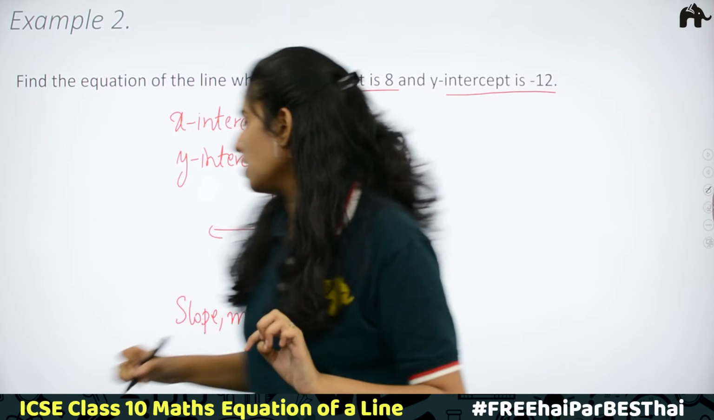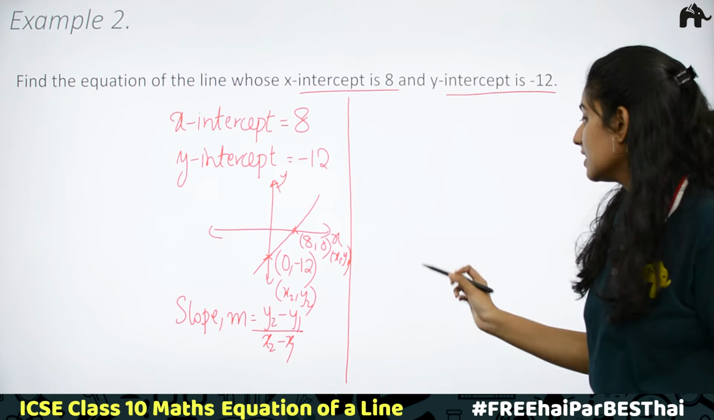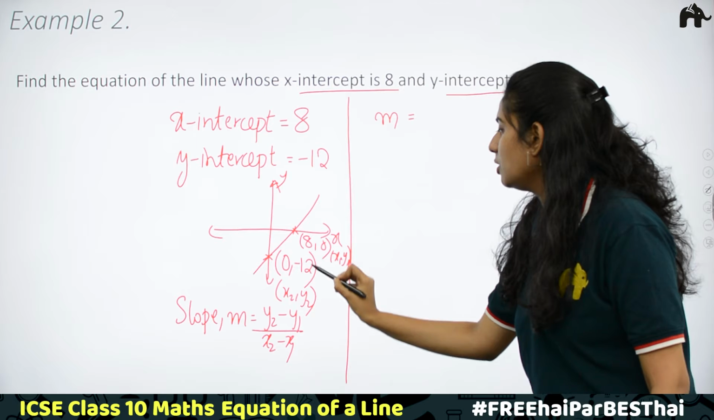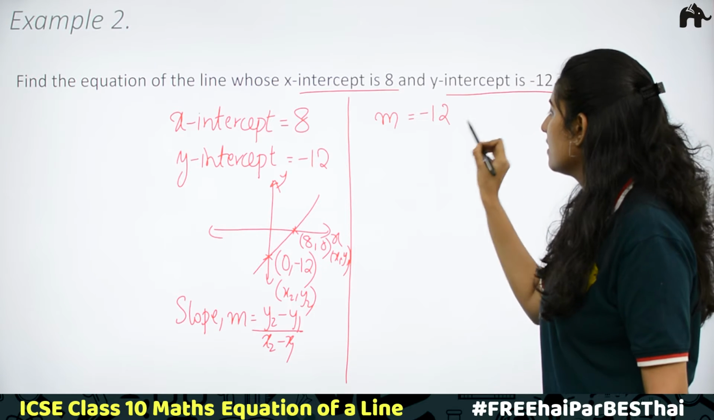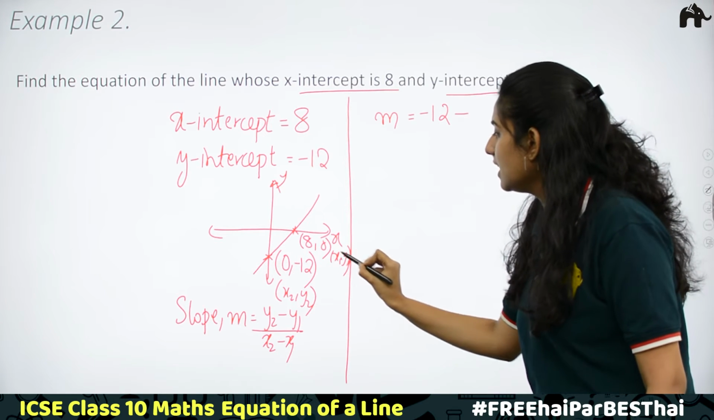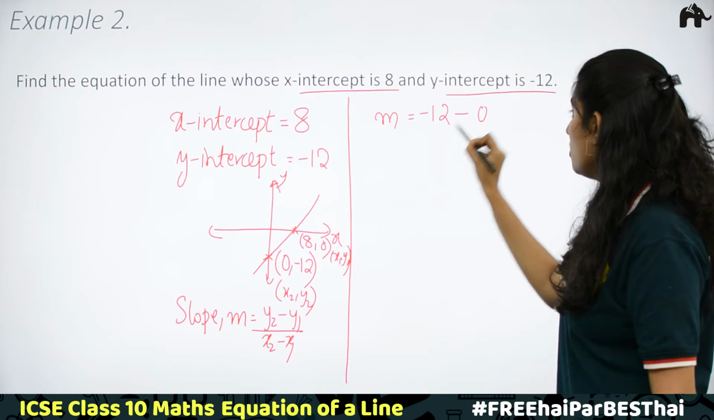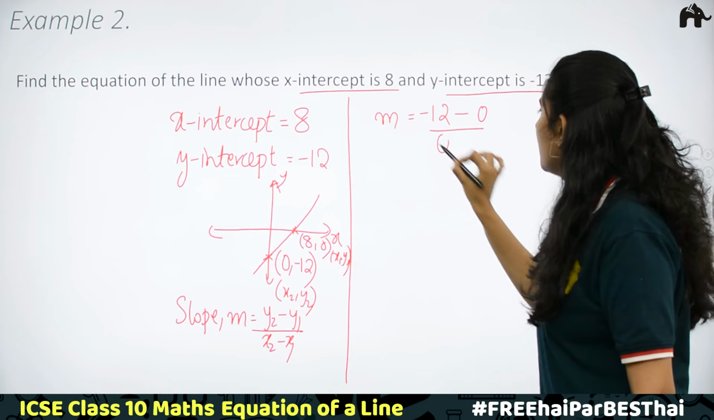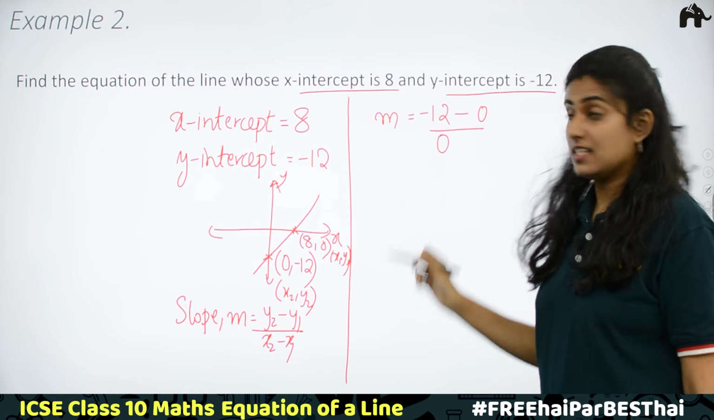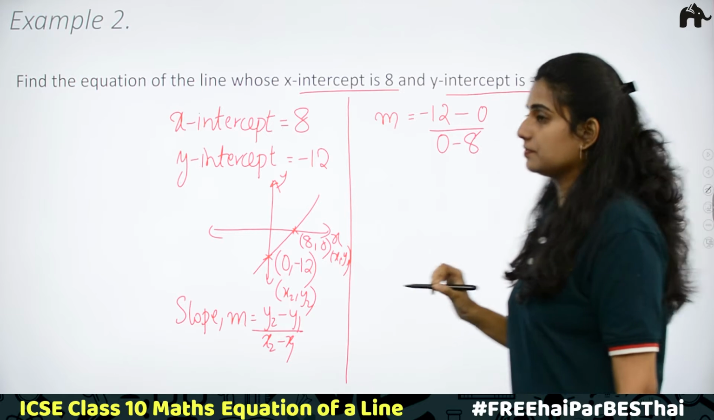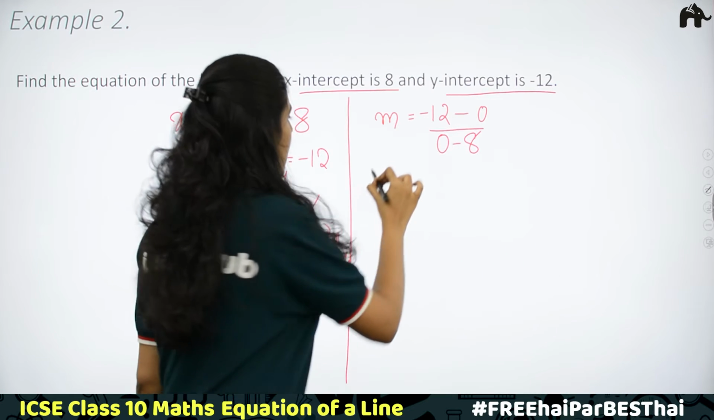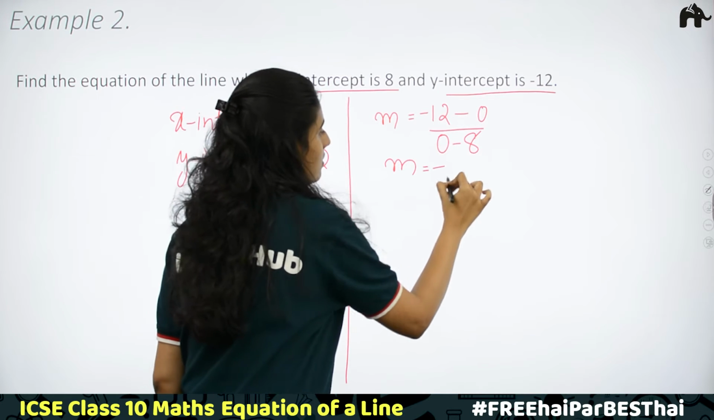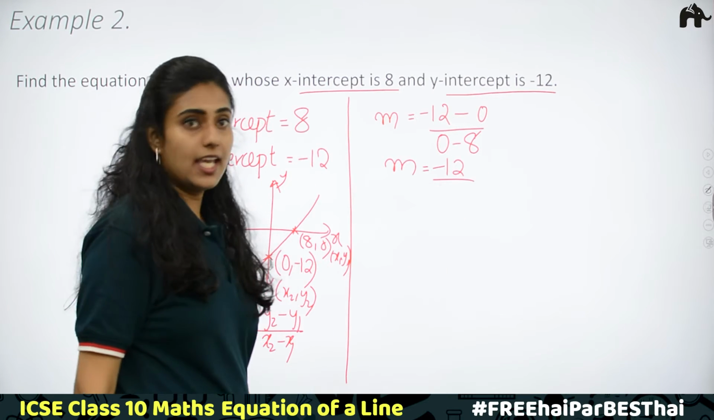Now put the values of x1, y1 and x2, y2. We get m is equal to y2, here y2 is minus 12, minus y1, here we have 0, divided by x2. What about x2? x2 is 0 and x1 is 8, so 0 minus 8. Therefore, m is equal to minus 12 minus 0, which is minus 12, divided by 0 minus 8, which is minus 8.